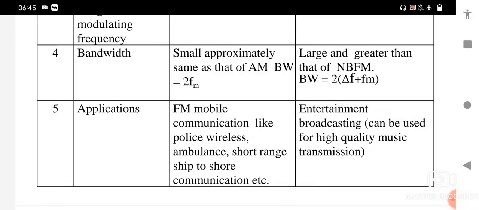So these are the important comparisons between NBFM and WBFM. We are considering these as the important parameters, and based on these parameters, we compare the NBFM and WBFM.